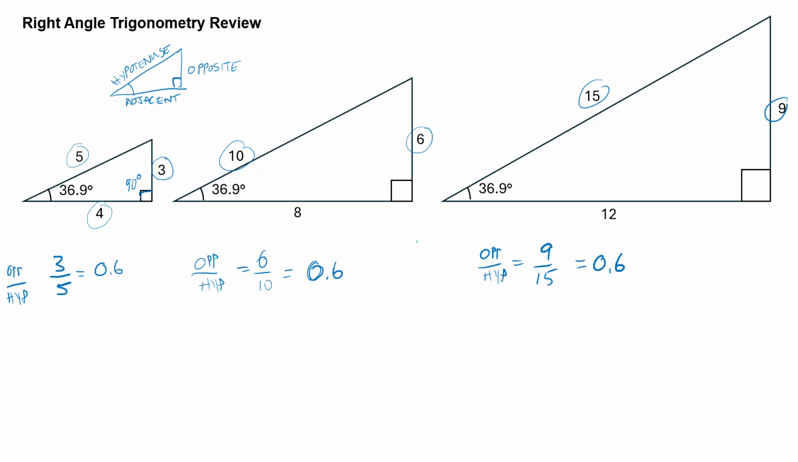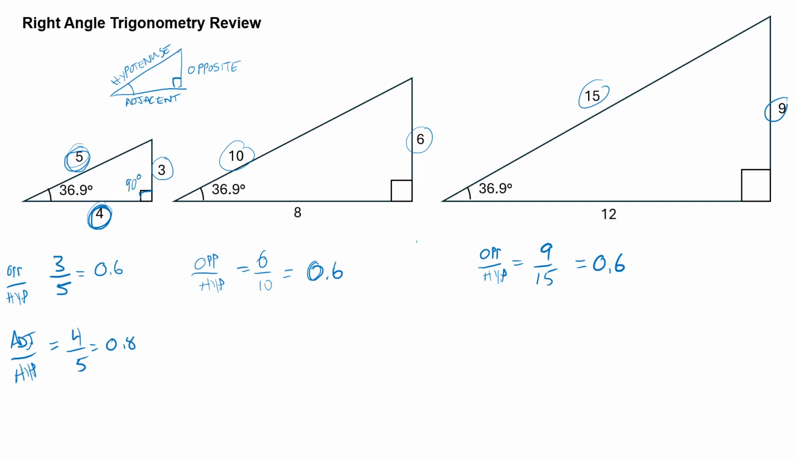Well, does that work with the other relationships? Well, let's take this. And now I've got a 4 as my adjacent and a 5 as my hypotenuse. So let me do my adjacent and my hypotenuse. If I take those, then my adjacent is 4, my hypotenuse is 5, and 4 divided by 5 gives me, let's see, oh, it's 0.8.